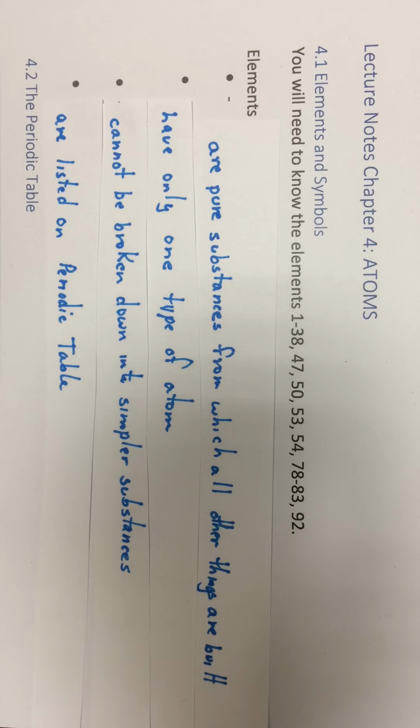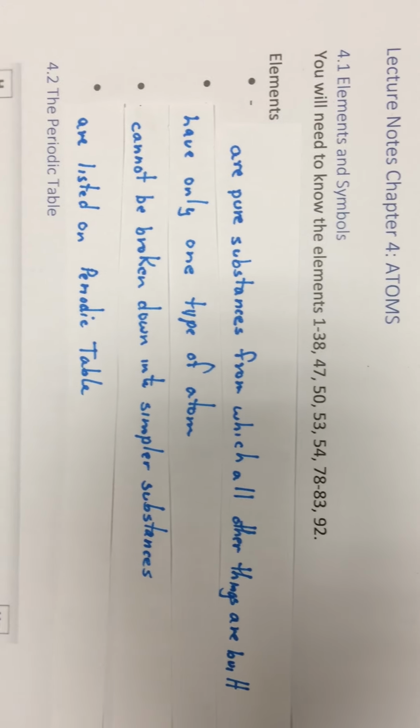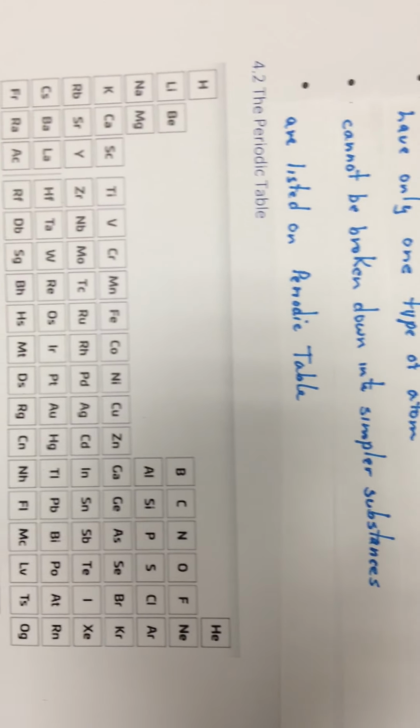So if you need to know whether something is an element or not, you can always look on the periodic table. If it's not on your periodic table, it's not an element. We used to have a lot of trouble with people thinking that water is an element because I think it's one of Aristotle's elements. And water is not an element, so it does not appear on the periodic table. So we're going to be talking a lot about the periodic table.